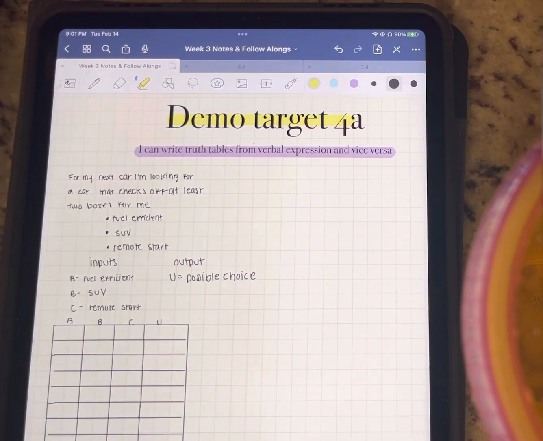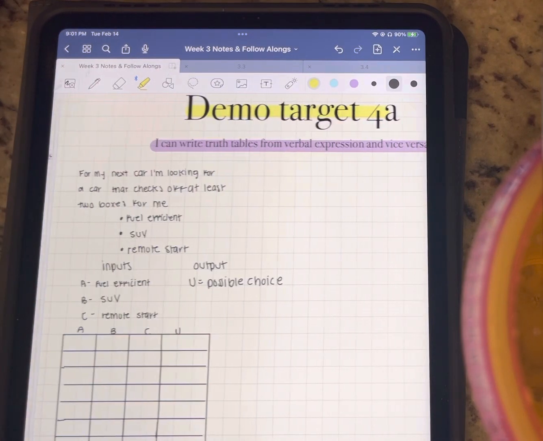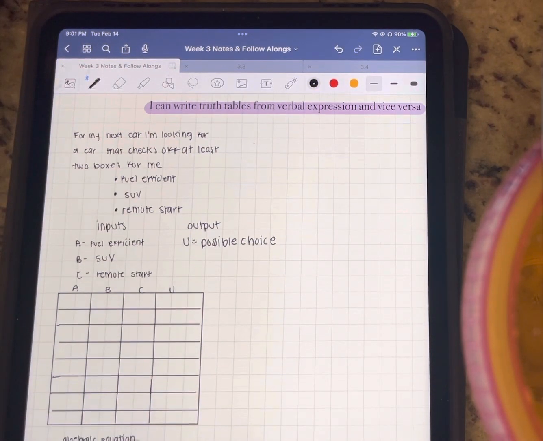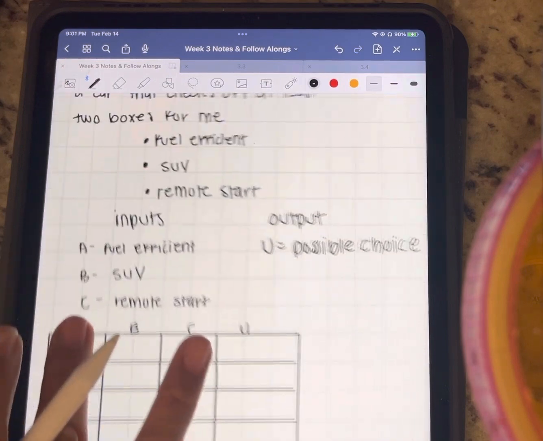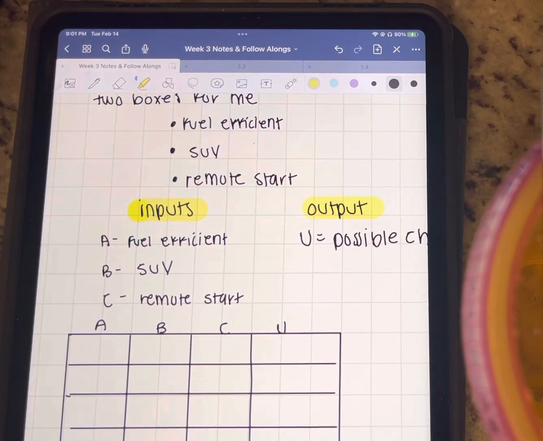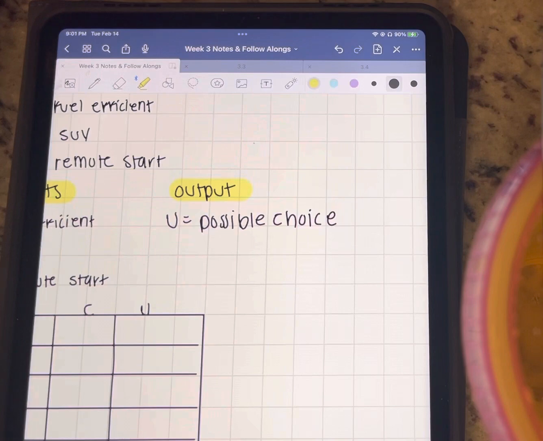And then moving on to the demo for target 4A, that I can write a truth table with verbal expression and vice versa. So the verbal expression is going to be, for my next car, I'm looking for a car that checks off at least 2 of my boxes: either fuel efficient or SUV or remote start. And here I have my inputs laid out and my output. So I have A as fuel efficient, B as SUV, and C as remote start. And my output is going to be U.